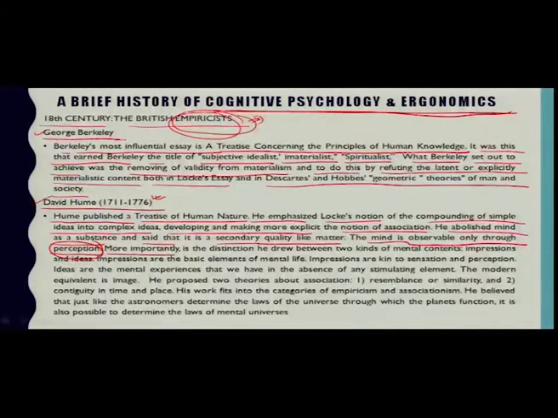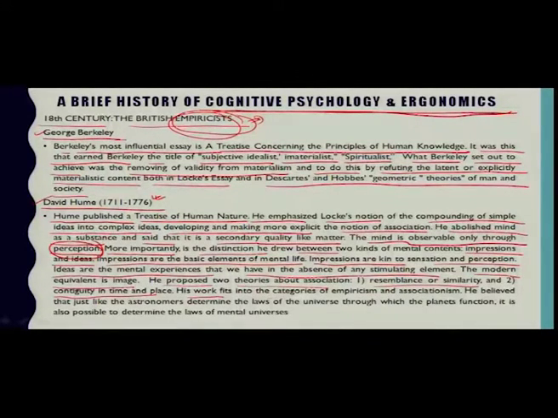More importantly is the distinction he drew between two kinds of mental contents, impressions and ideas. Impressions are the basic elements of mental life. Impressions are akin to sensation and perception. Ideas are the mental experiences that we have in the absence of any stimulating element. The modern equivalent is image. He proposed two theories about association: first, resemblance or similarity; second, contiguity in time and place.